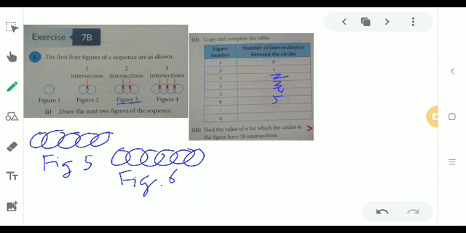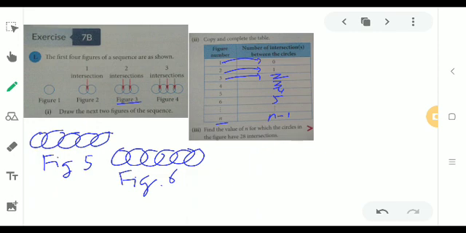So now we can see a pattern here. The number of intersections is always 1 less than the figure number. For figure number 1, the number of intersections is 1 minus 1, which is equal to 0. If the figure number is 2, the number of intersections is 2 minus 1, which is equal to 1. If the figure number is 3, the number of intersections will be 3 minus 1, which is equal to 2. So if the figure number is n, that means the number of intersections is n minus 1.